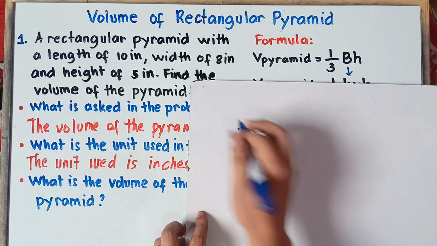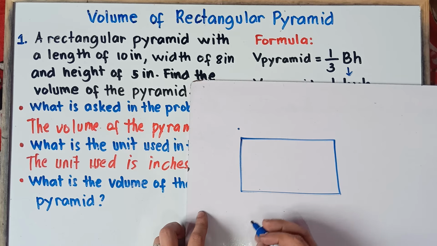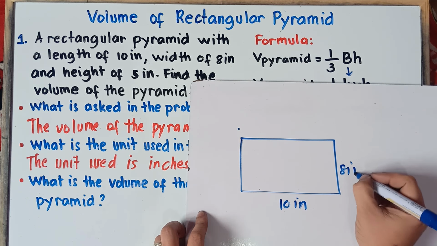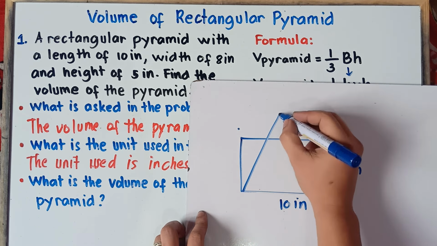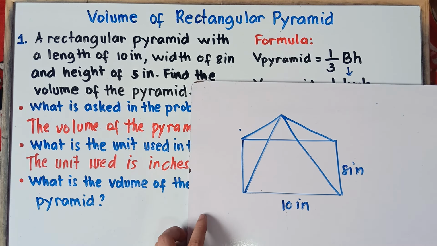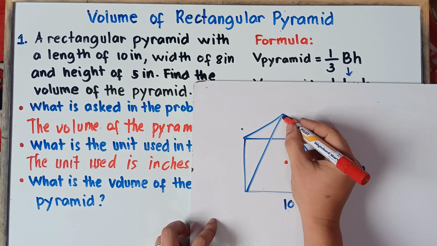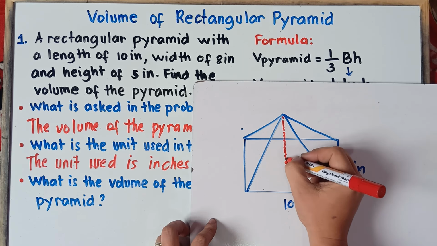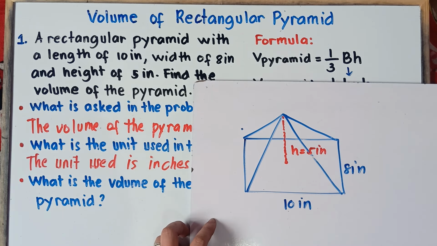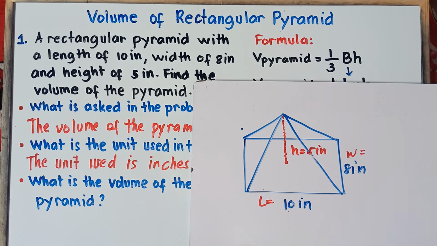So we have given length and width. Once again, this is a rectangular pyramid. The length is 10 inches, the width is 8 inches, and then our height is 5 inches. You can draw this one. The height would be from the center of the base going to the apex. So our height is 5 inches. Length is 10, width is 8 inches, and height is 5 inches.